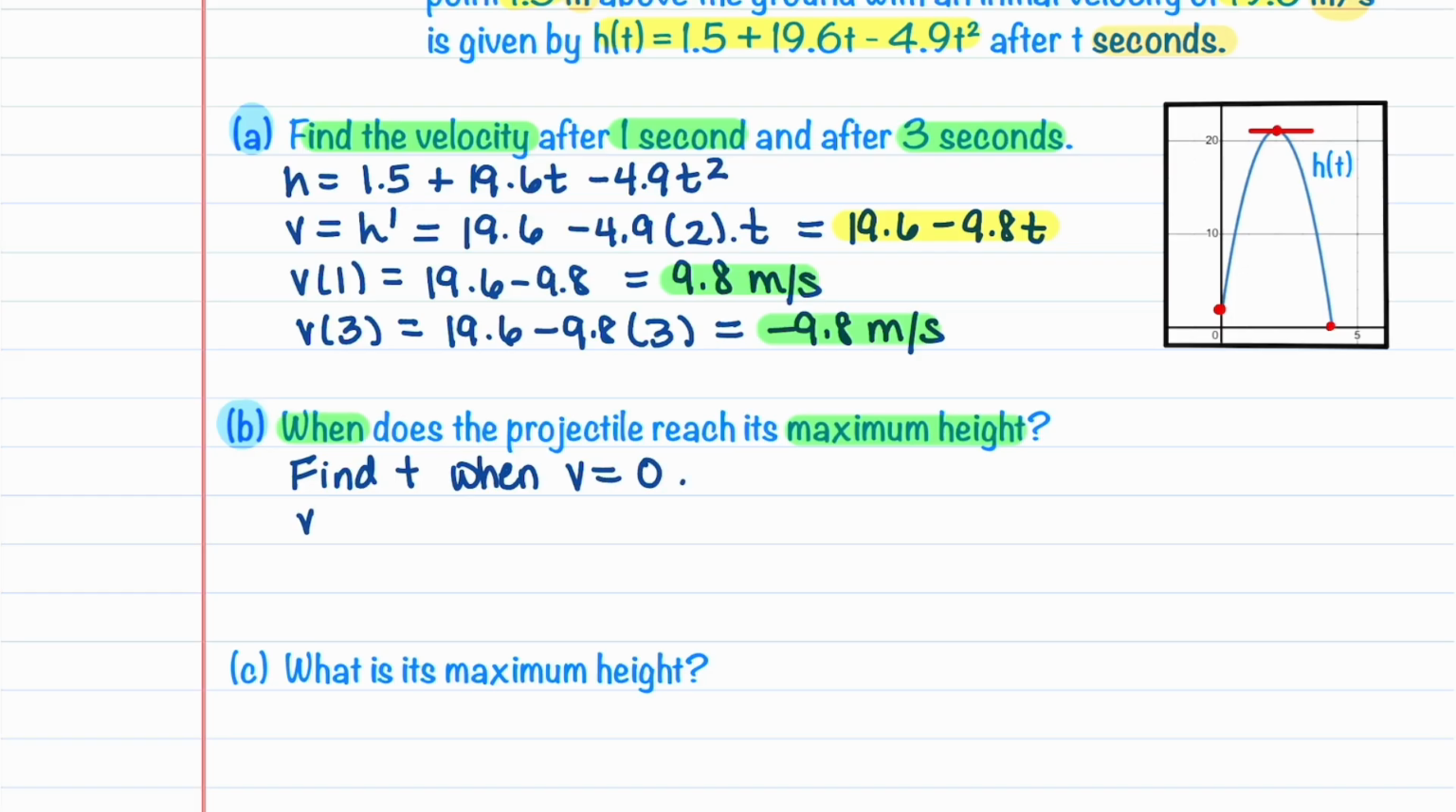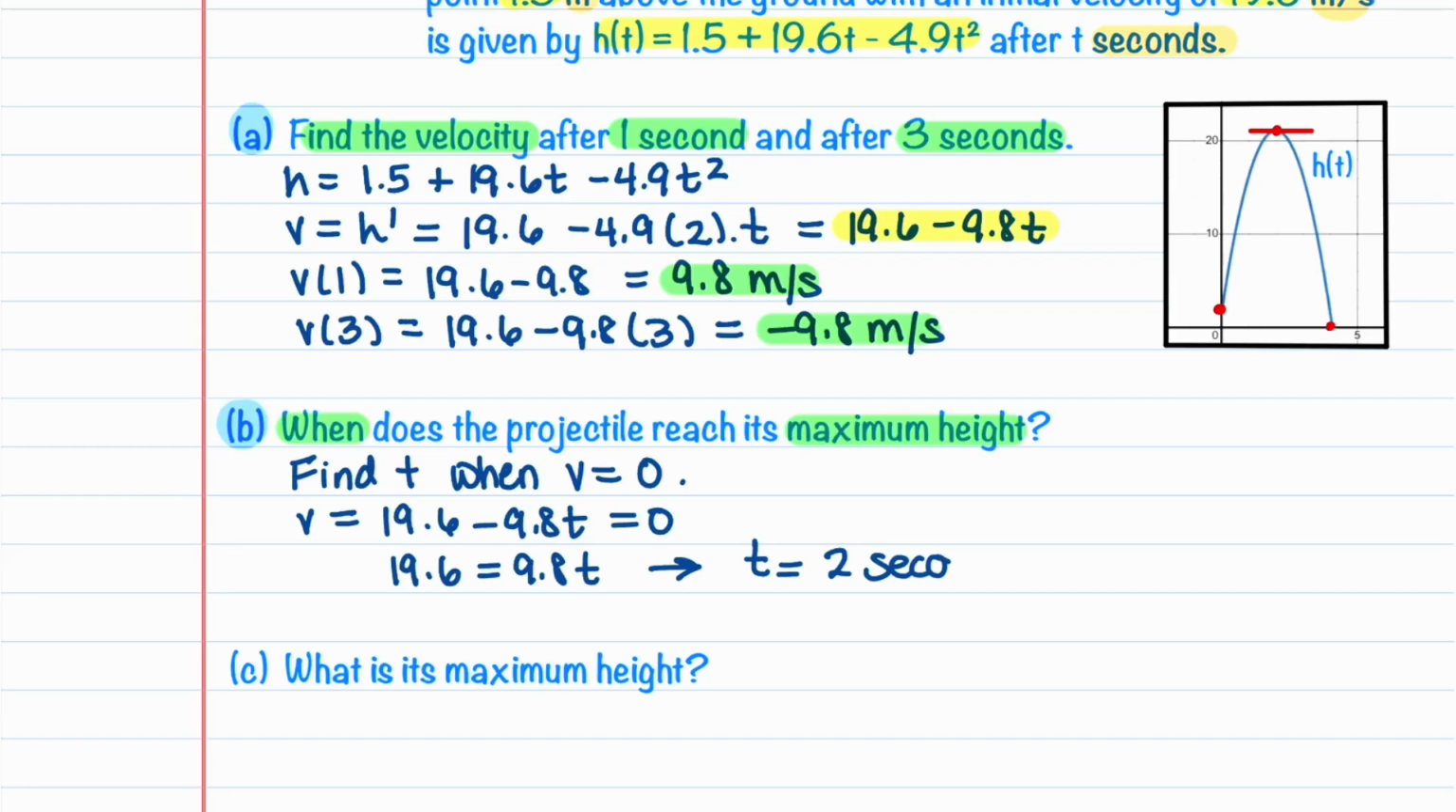Our velocity function was highlighted up here in yellow, and it's 19.6 minus 9.8t, and we're going to set that equal to 0. So we have 19.6 is 9.8t. If we divide by 9.8, we get that t is equal to 2 seconds. At 2 seconds, our projectile is at its maximum height.